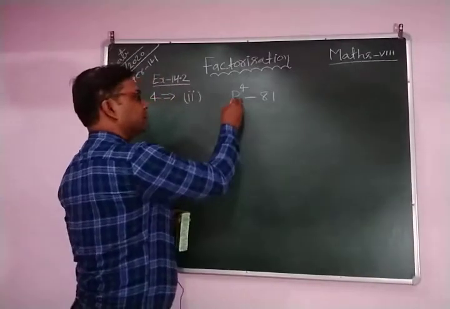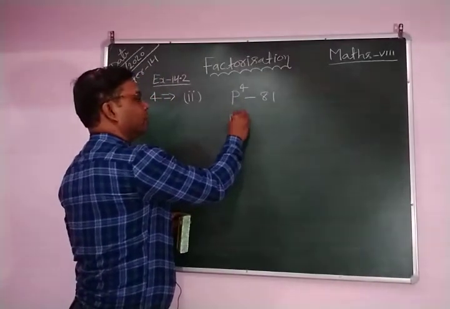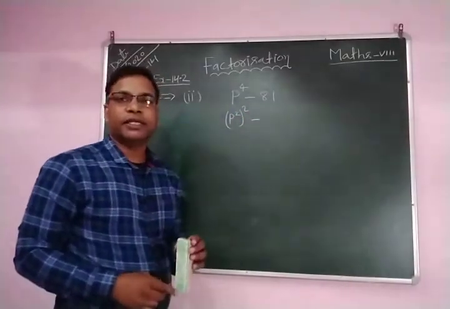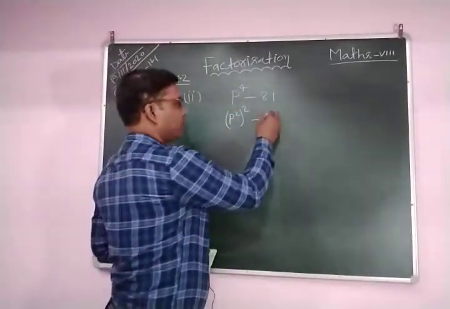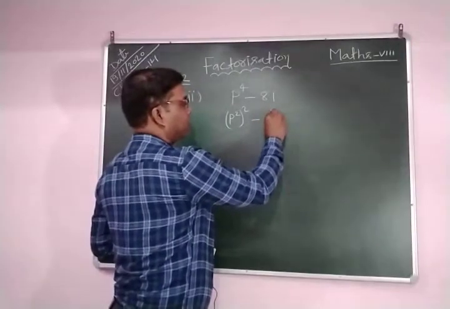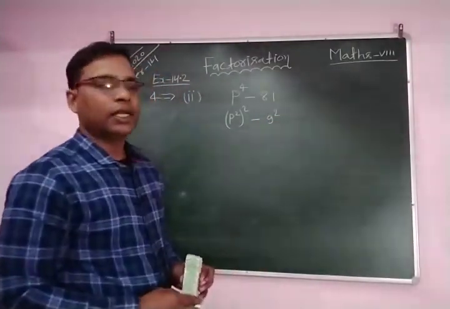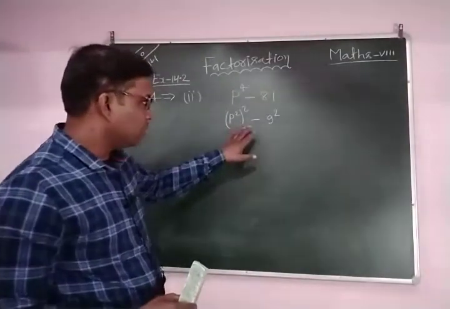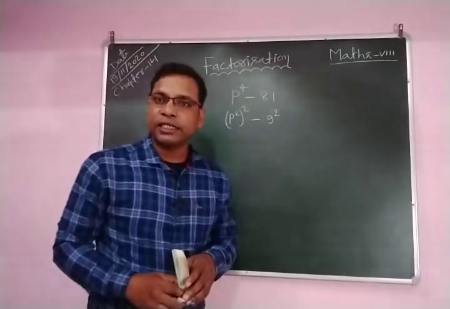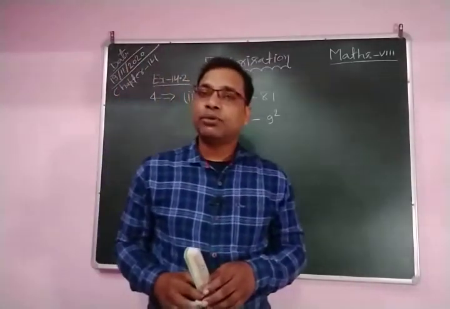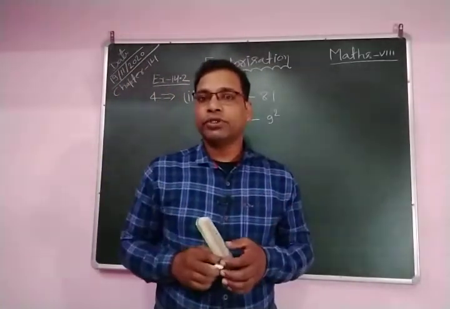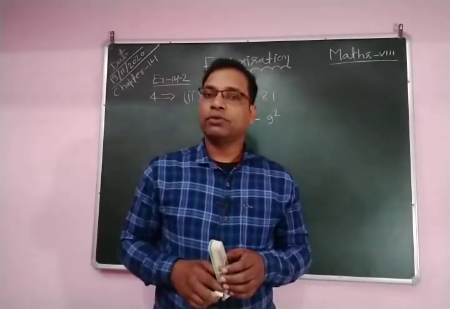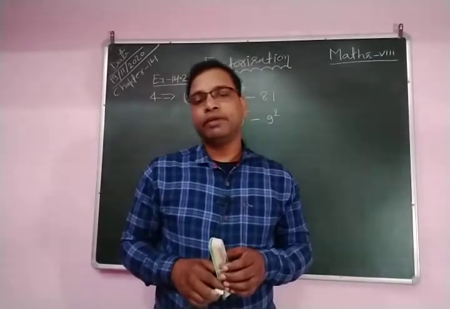So you can write it like this. P power 4, you can write it square of p whole square minus 81. We can write 81. This is equal to 9 power 2. Clear? 81 is equal to 9 power 2. So here you can see what you observe here. You observe here that this is a form of difference of 2 square. So what is the difference of 2 square? Difference of 2 square is equal to what?